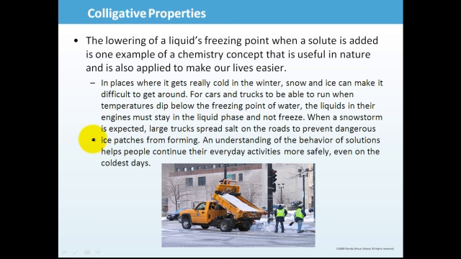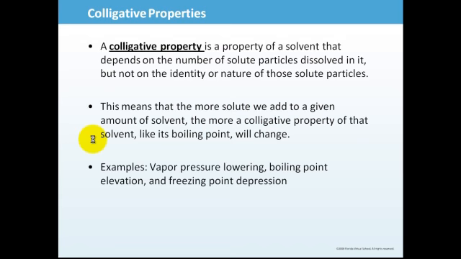So there are many real world examples of colligative properties. And of course, the one we just mentioned is freezing point depression. Some terminology we need to look at first: a colligative property is simply a property of a solvent that depends on the number of solute particles dissolved in it. It doesn't matter what the solute particle is. It could be sugar, it could be salt, it could be another liquid. All that matters is how many particles we're dissolving in that solvent.